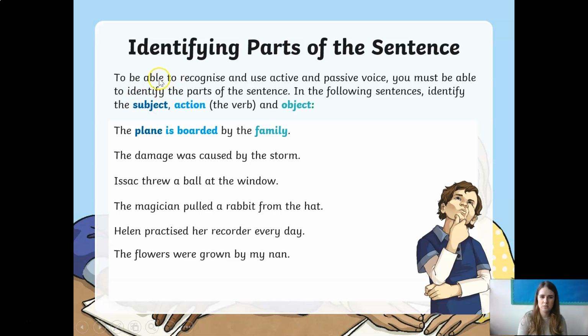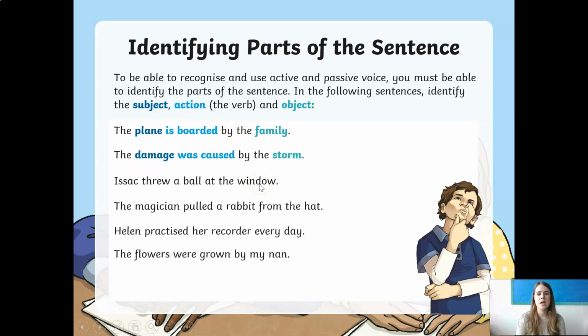So you've got the subject, so the main part is the plane. The verb is boarded, okay, that's something you do. And the object is the family, okay? So this here is what makes it a passive sentence, okay? Otherwise it would be the family boarded the plane, okay? Whereas this time it's the plane is boarded by the family, okay? And by is my preposition that comes after my verb.